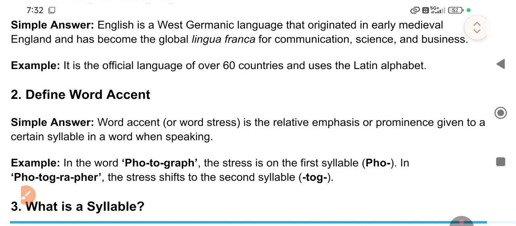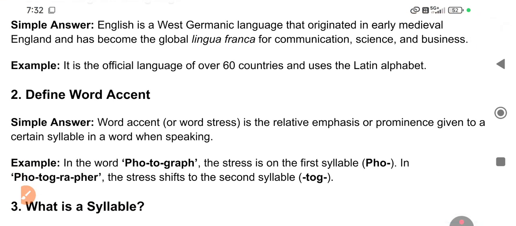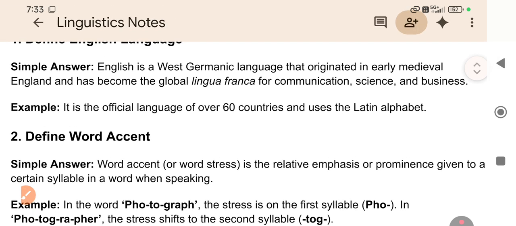So, English is a West Germanic language that originated in early medieval England and has become the global lingua franca for communication, science, and business. So, this way you can give the answer. You just remember the history of English literature, a history of the English language.